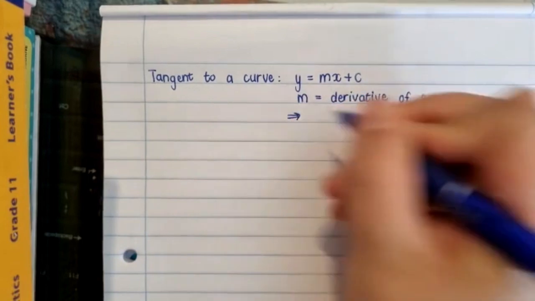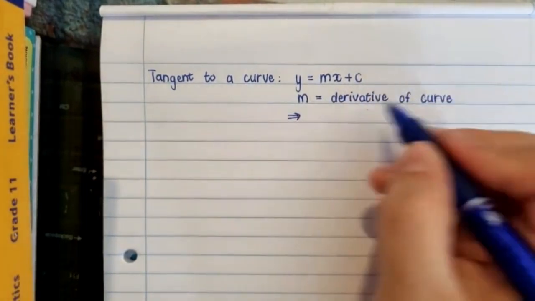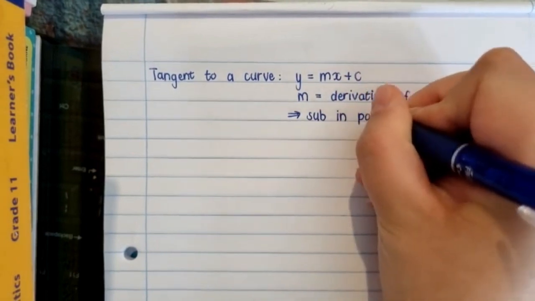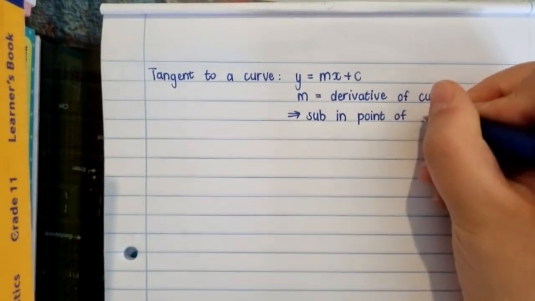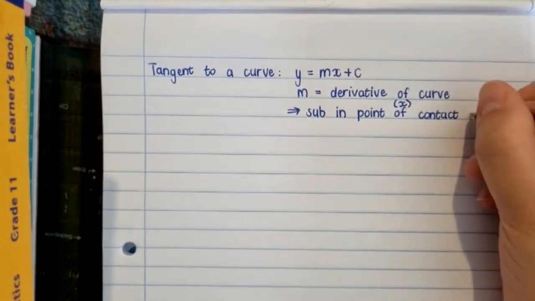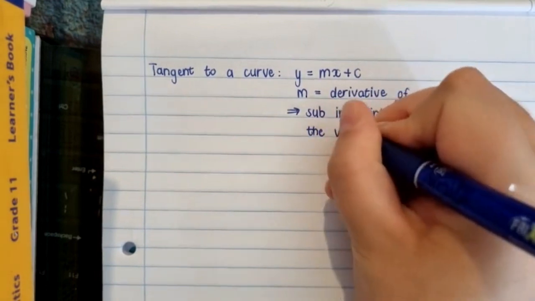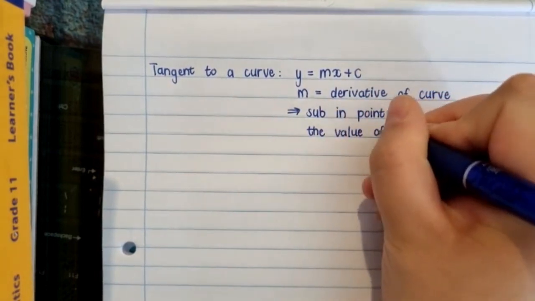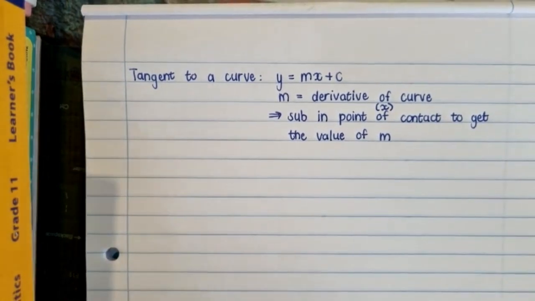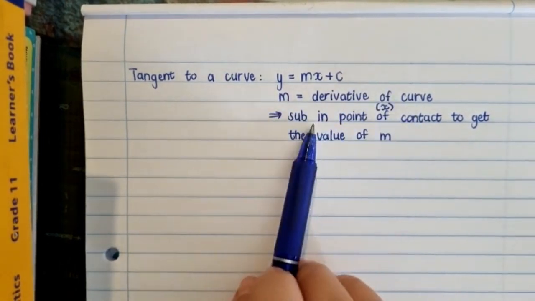So to find the gradient, we would find the derivative of the curve. And then once we have that derivative, because the derivative is going to have an x in it, right? But to find the gradient, it needs to be a number. So once we find the derivative, then we sub in the x value of the point of contact to get the value of m. So for a tangent to a curve, to get the gradient, we find the derivative of the curve and then sub in the point of contact.